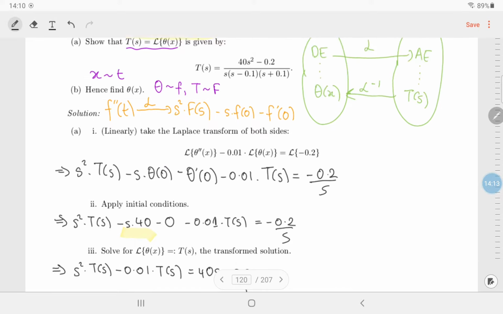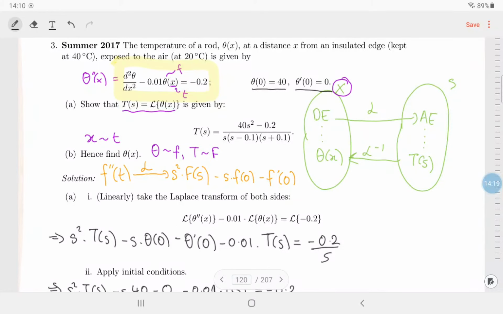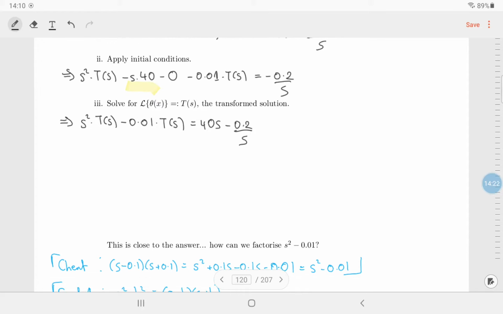Now, we have to solve for big T of s. Now, there's a suggested answer given here. We're going to go as far as we can, and then we're going to move a bit towards that. Okay, so what you should do here is take out the common factor of T of s. What are you left with? s squared minus 0.01 equal to 40s minus 0.2 over s.